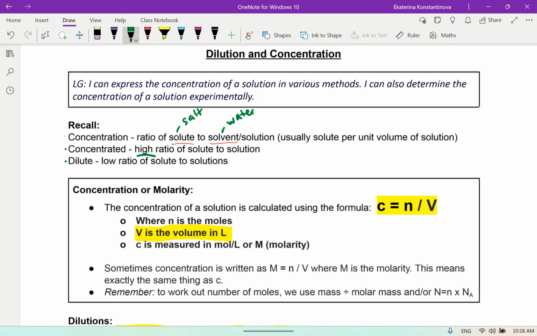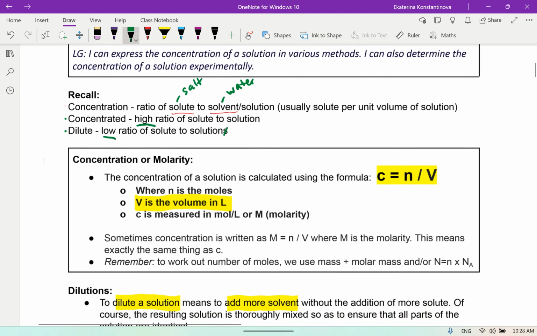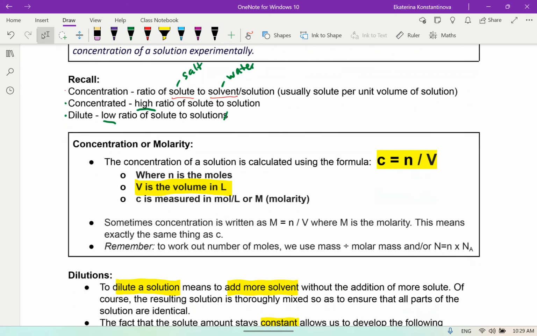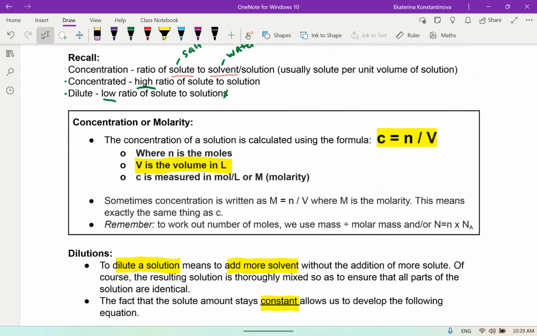Now dilute is the opposite. It is a low ratio of solute to solution. So that's when you didn't add enough salt and your pasta kind of turns out quite bland because the water is not salted enough. Okay, it's a very low ratio of solute to solution.